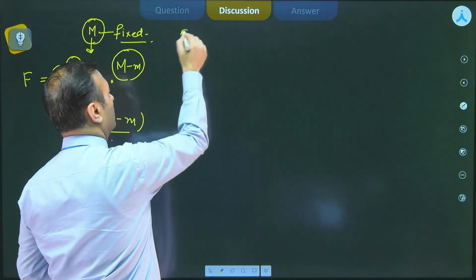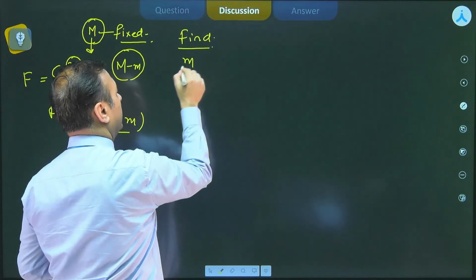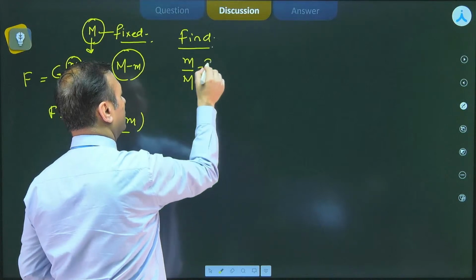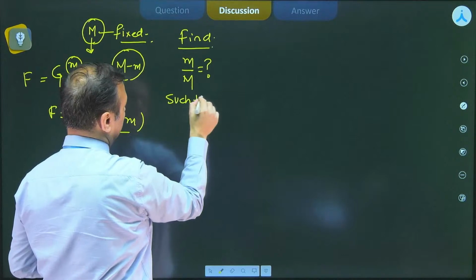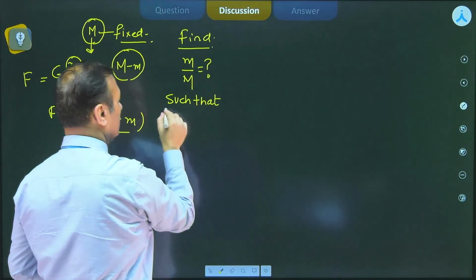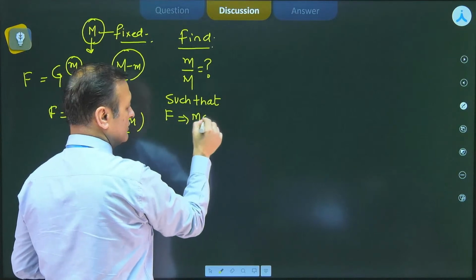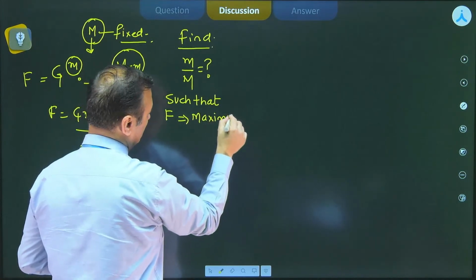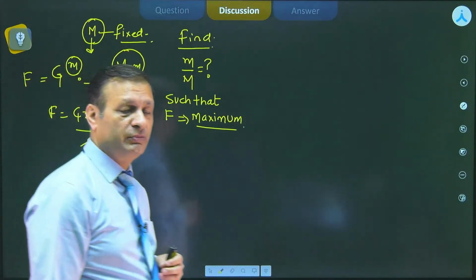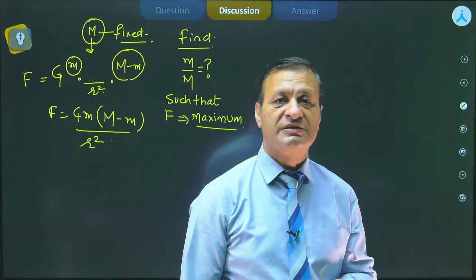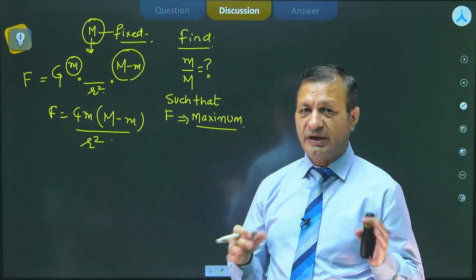The question is, find the m by M ratio such that the force between them is maximum. Such that the force between them is maximum. So this is the situation. What is the situation? I am just concluding it.